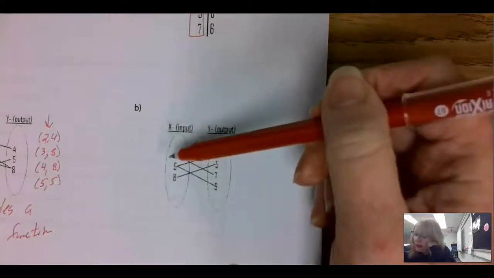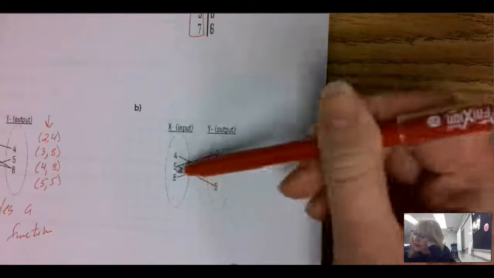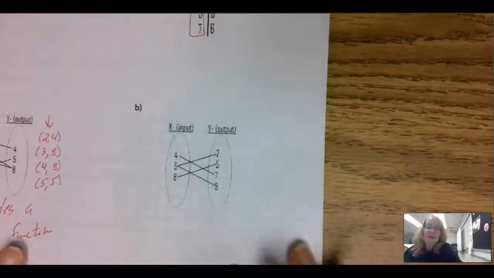Okay? Do the same thing over here. We're going to map our inputs to our outputs. So 4 matches to 7, 5 matches to 2, 5 matches to 9, 8 matches to 5. And some of your brains might be fine with that.